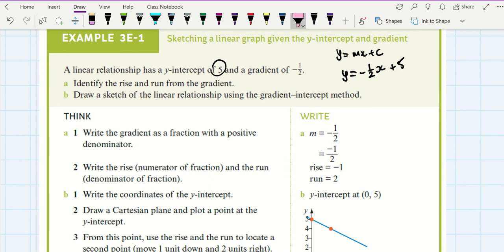And what do we say? That this is the gradient and this is our y-intercept. And the y-intercept is where it crosses the line. So what do we want to do? We want to identify the rise and run from the gradient and then draw a sketch of the linear relationship using the gradient intercept method.